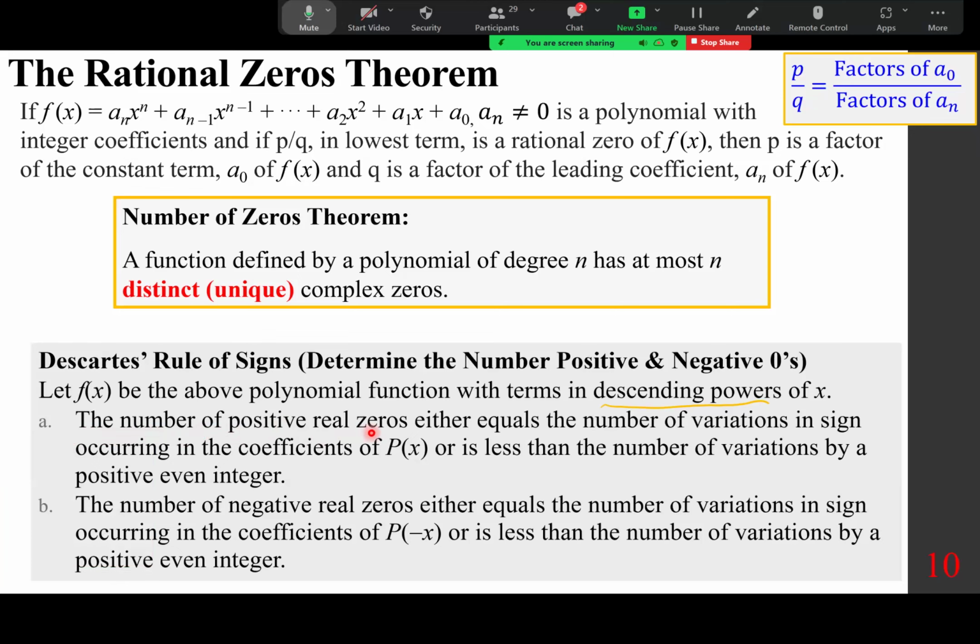A, the number of positive real zeros either equals the number of variations in sign occurring in the coefficients of P of x, or is less than the number of variations by a positive even integer. The number of negative real zeros either equals the number of variations in sign occurring in the coefficients of P of minus x, or is less than the number of variations by a positive even integer. What do we mean by that? I'll show you with the help of an example. It's very straightforward. These theorems, we make some sense out of them shortly.